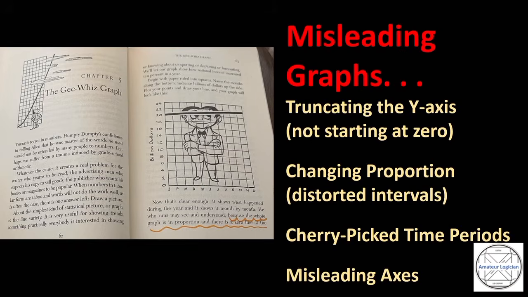Consider, for example, truncating the y-axis, that is, not starting at 0. That can falsely make a small difference look huge. It can turn a small difference and make it look like it's a big difference, but it's really not. Or consider changing the proportion, that is, having distorted intervals. That can make data that's roughly flat falsely appear to be falling or rising. Or consider a cherry-picked time period. Well, that shields us from seeing the full picture, and that can easily give us a false impression. And if we cannot read the y-axis or x-axis, if we don't know what those represent, how can we really know what we're looking at? How can we interpret it?